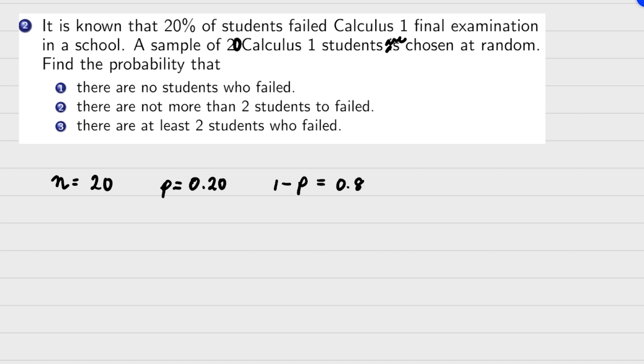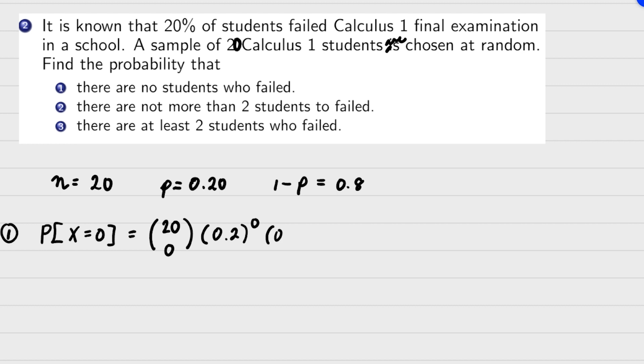Okay. For number 1, what is the probability that there are no students who failed? So, we want the probability that there will be no students na bumagsak. So, that will become 20 combination 0. Remember our formula? 20 combination 0, and then the probability of success, which is 0.2, although it's failure because they failed. 0.2 raised to 0, so walang bumagsak. And then, 0.8 raised to 20.